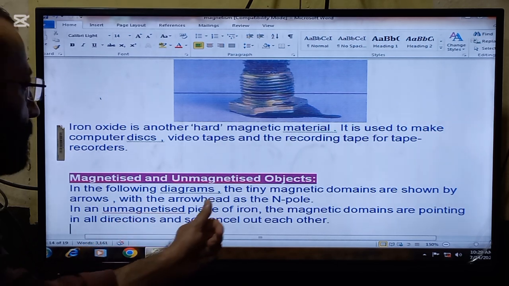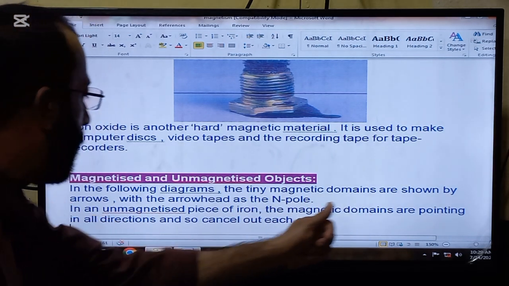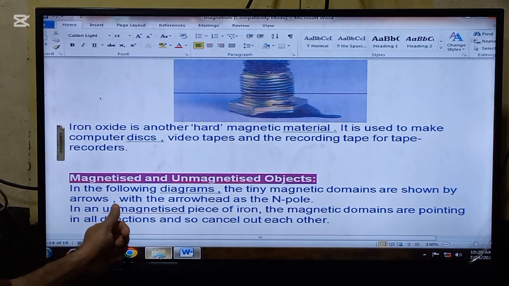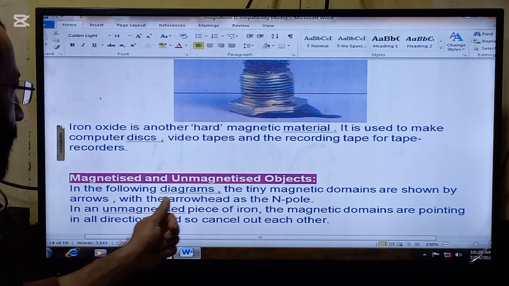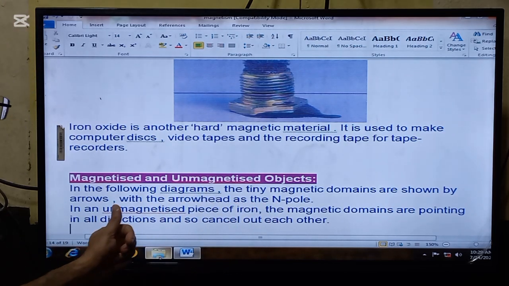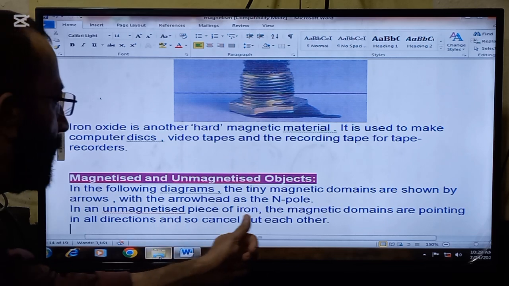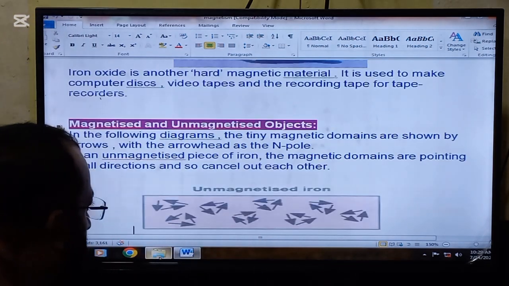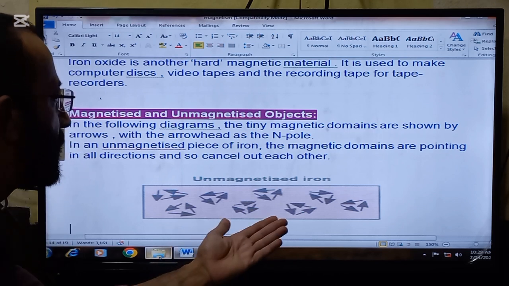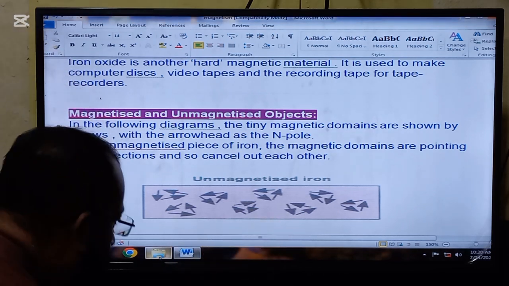In the following diagrams, the tiny magnetic domains are shown by the arrows with the arrowheads as the end pole. So these are magnetized objects, whereas in unmagnetized objects, the magnetic domains are pointing in all directions and so cancel each other out. So this is unmagnetized iron.